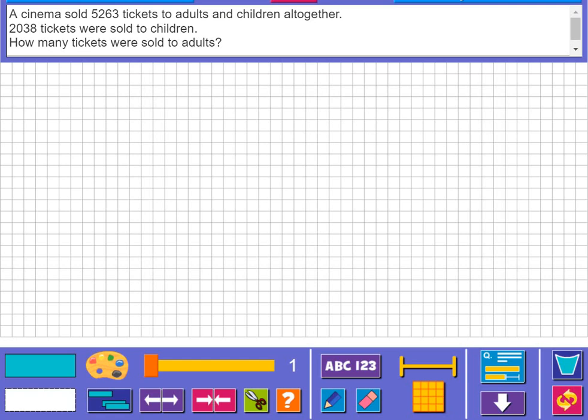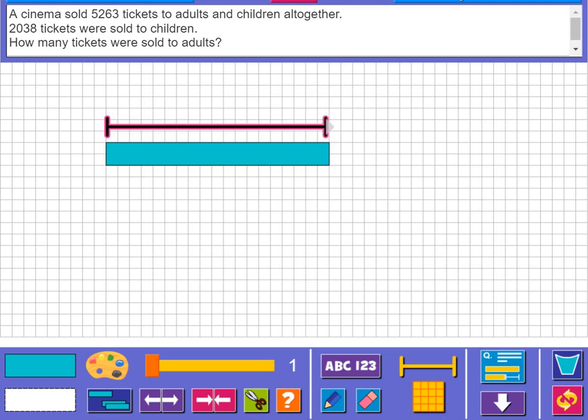So I can draw a model. Let's construct our model. A cinema sold 5,263 tickets to adults and children altogether. So I'm going to make a bar long enough to represent 5,263 tickets to adults and children. So I'm going to label it 5,263.